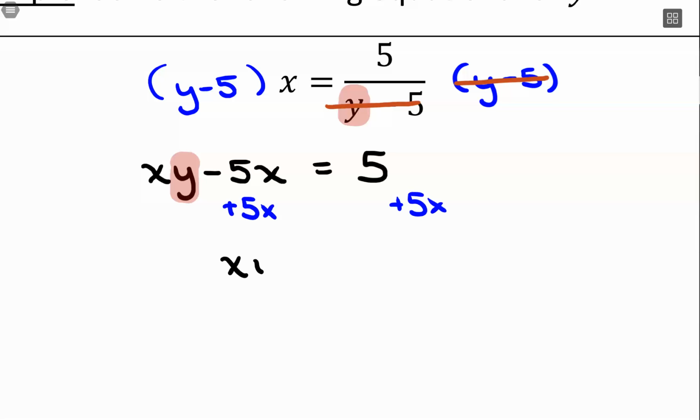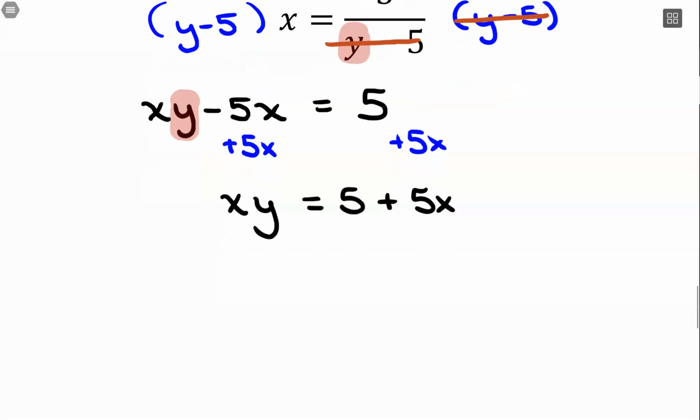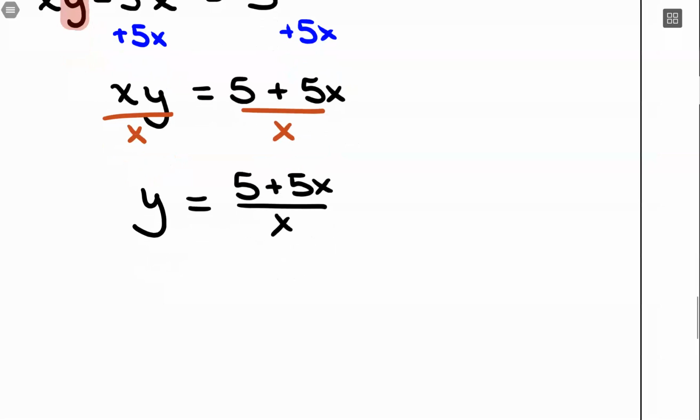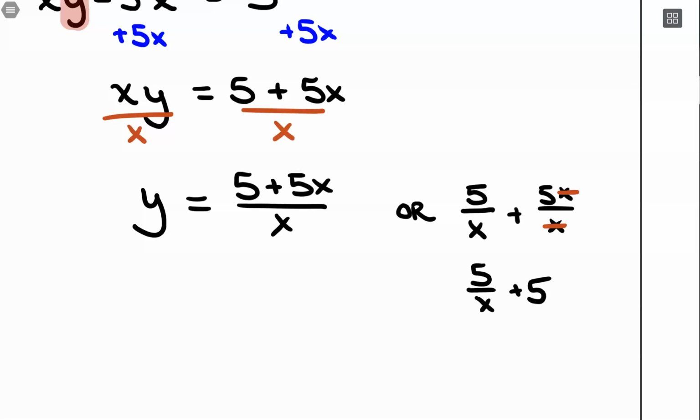So we'll have x times y equals 5 plus 5x. And then my last step, in order to get y completely alone, I need to divide both sides by x. So we would have y equals 5 plus 5x over x. And you can leave the answer just like that. If you wanted to, you could separate the fraction up as 5 over x plus 5x over x. And then we would see x's cancel out. So really this would be 5 over x plus 5. That's also a correct solution here.